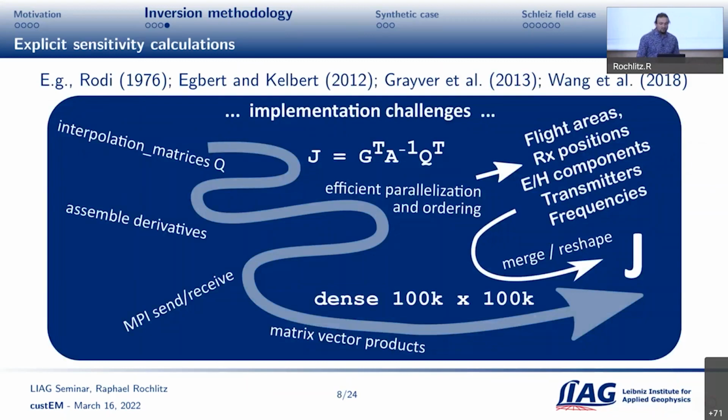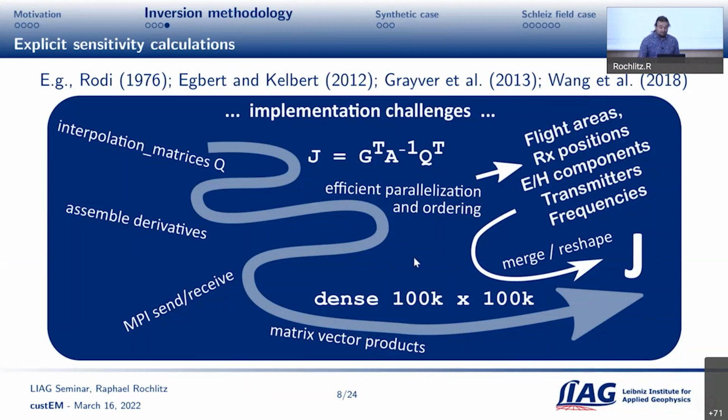We need to implement all the algebra, we need interpolation matrices, we need to think about efficient parallelization and ordering, because our Jacobian is kind of 5-dimensional, because we have multiple flight areas, we have multiple receiver positions in each flight area. We can have different combinations of electric and magnetic field components. We can have multiple transmitters, and of course we have multiple frequencies in a range of 1 to 10,000 Hertz.